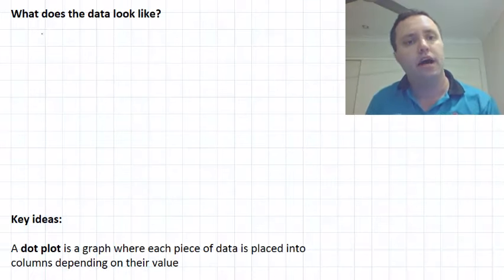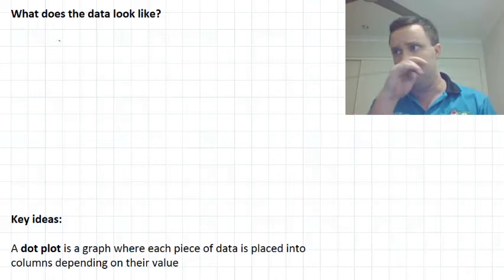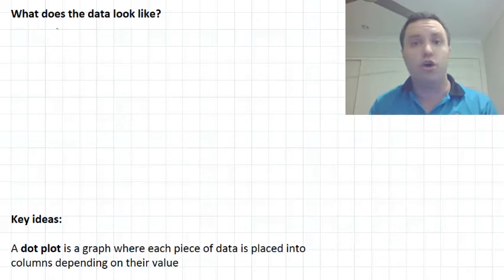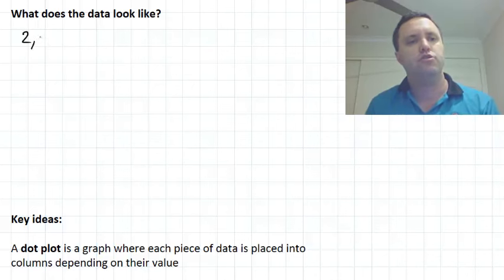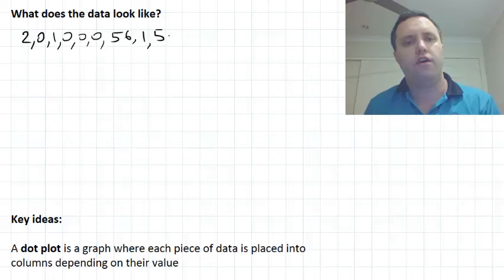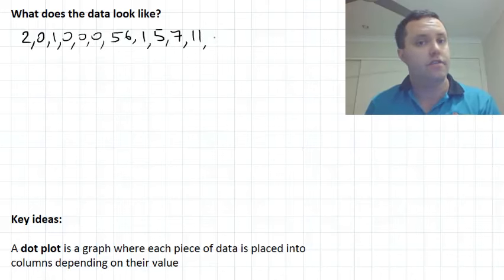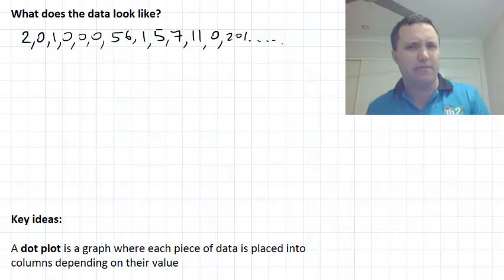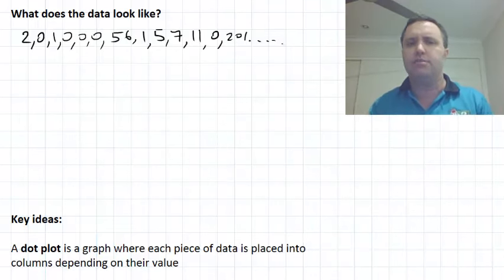Now, if we had a set of data that was surveying how many stones people found in their shoes when they took their shoes off, you might find it is maybe 2, 0, 1, 0, 0, 0, 56, 1, 5, 7, 11, 0, 201, etc. This goes on and on and on. And you think, well, what's the average of that going to be? I'm going to have to get the calculator out and really punch some numbers in to get an idea of what that data set looks like.